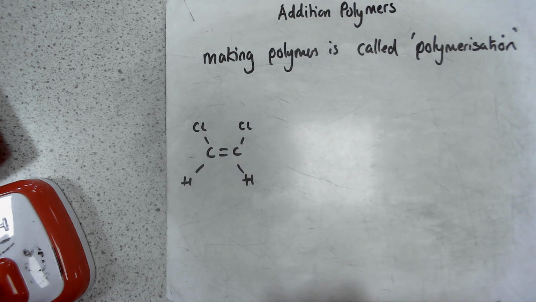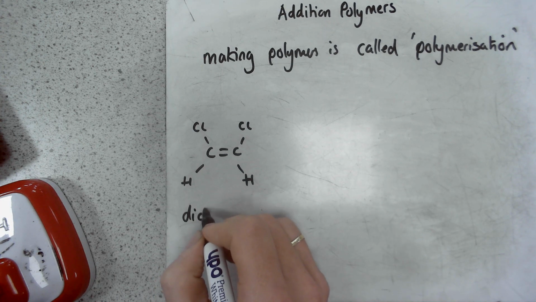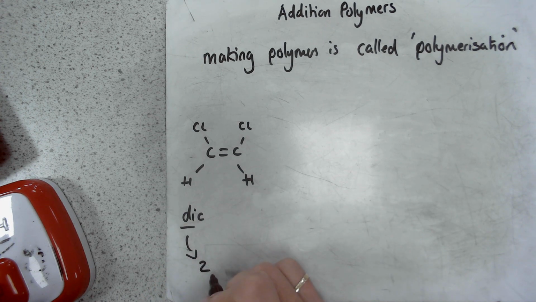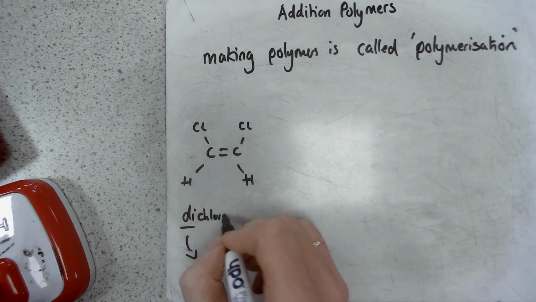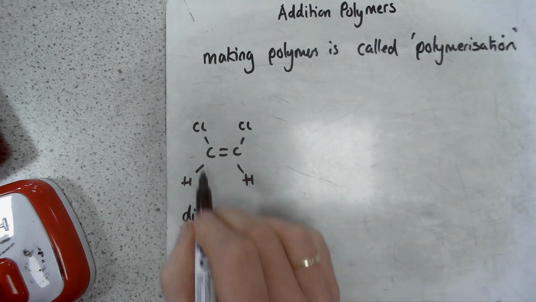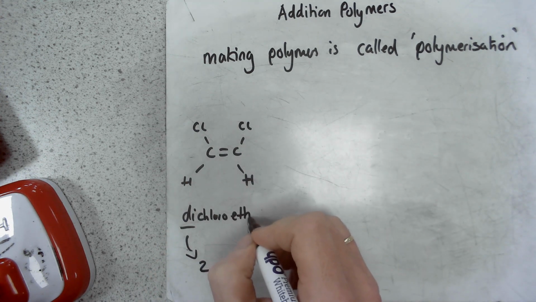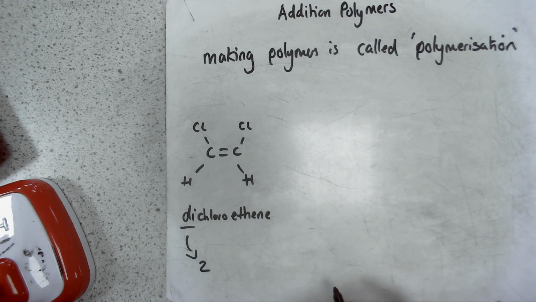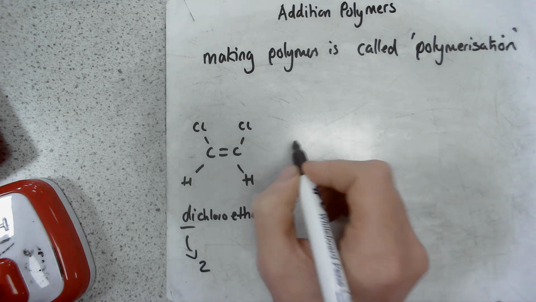Okay, so hopefully triple scientists, if you've done this, you should be quite familiar with this, but this one is di, meaning 2, chloro, and that's my chlorine, so I've got 2 chloros, ethene. That is dichloroethene. Okay. Now let's polymerize it.